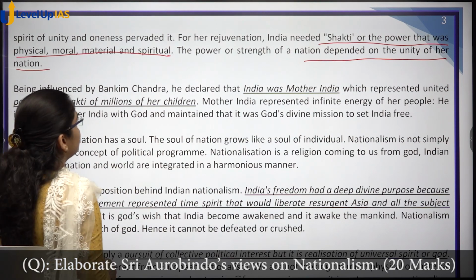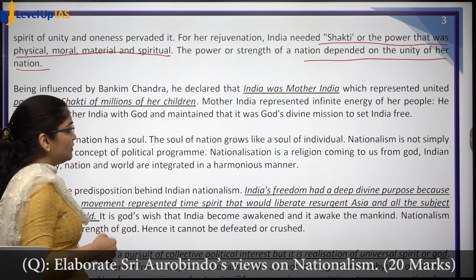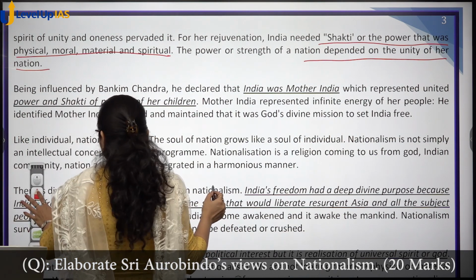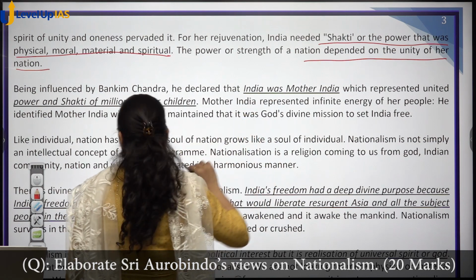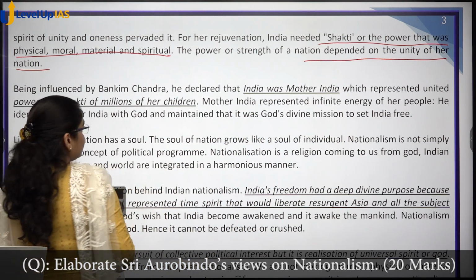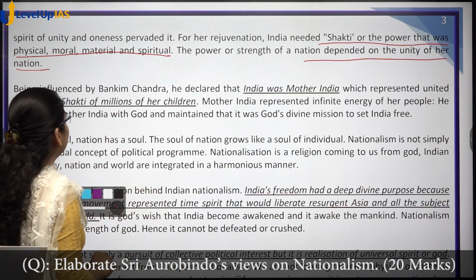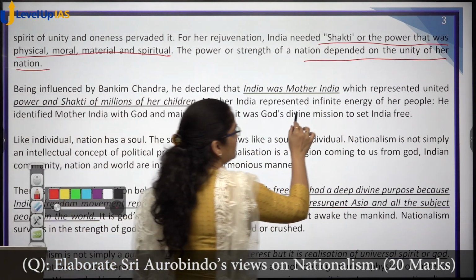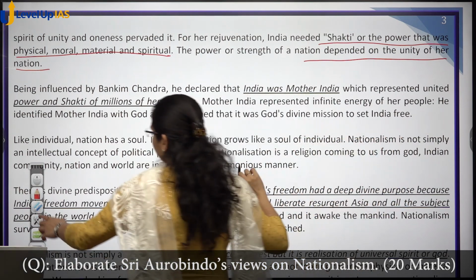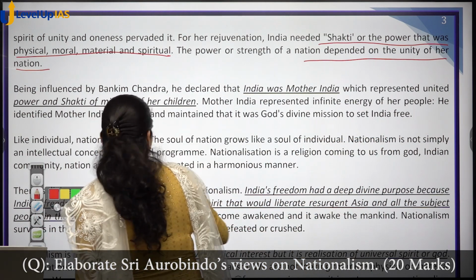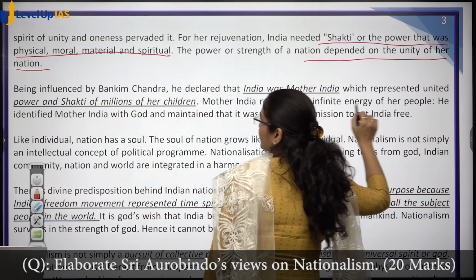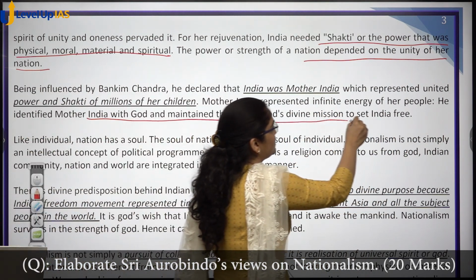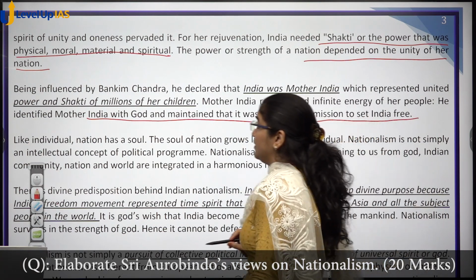Now, talking about the influence of Bankim Chandra, he declared that India was Mother India, which represented the united power and Shakti of millions of her children. Mother India represented the infinite energy of her people, okay. He identified Mother India with God and maintained that it was God's divine mission to set India free.